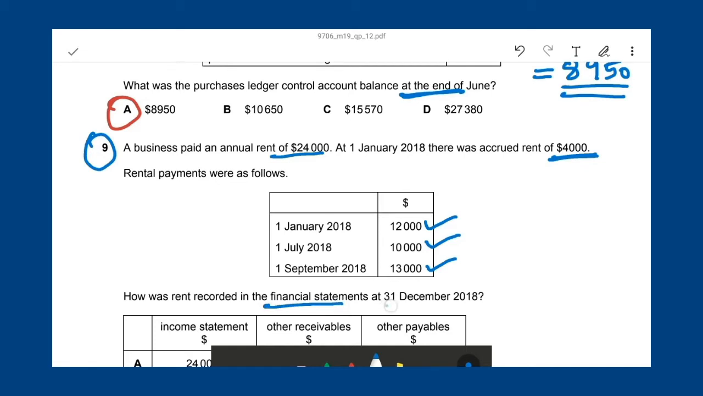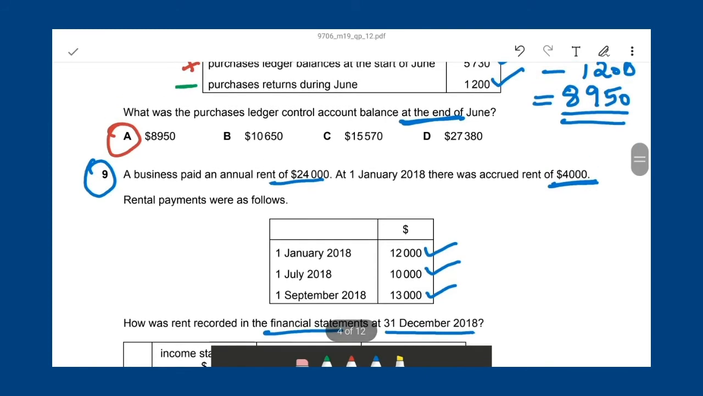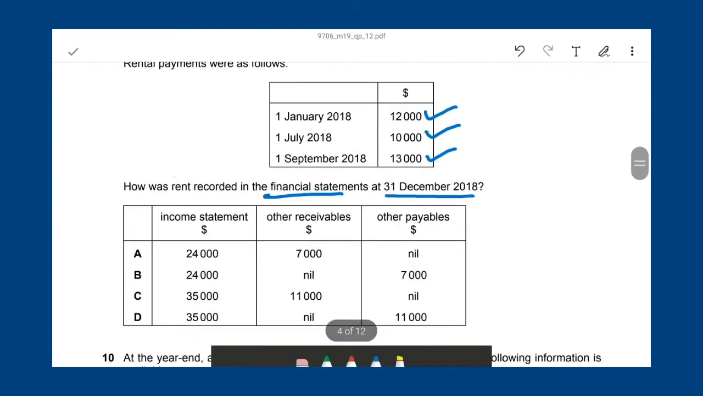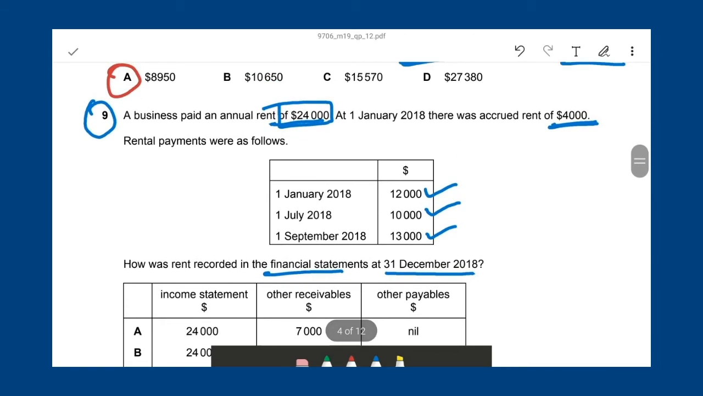At 31st December 2018. Actual rent is 24,000. So in the financial statement we enter the annual rent. Annual rent is 24,000. In the income statement it goes 24,000. But here opening accrued is 4,000. We should deduct opening accrued from the total paid amount.